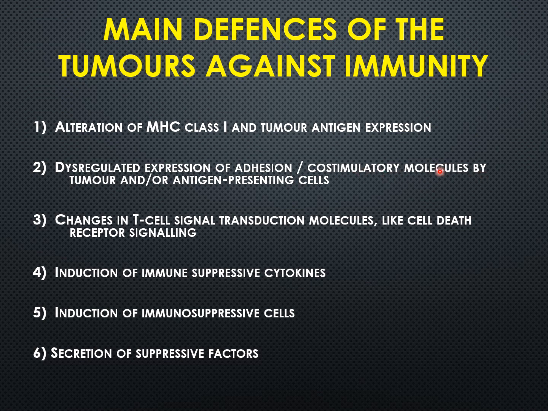Lack of the co-stimulatory molecules, again the loop required for the signal generation is lost, and therefore the T cells become ineffective. And similarly, the T cell signal transduction molecules can also interfere, like cell death receptor signaling gets compromised. We also have immunosuppressive cytokines. Now, as I mentioned earlier, cytokines are chemicals which are released by a wide range of cells, including immune cells, even the tumor cells. Some of these factors like TGF beta, tumor growth factor beta, are actually immunosuppressive. We also have induction of immunosuppressive cells. These are cells which can inhibit the immune response. We'll see that in detail shortly. And secretion of a wide range of suppressive factors as well.